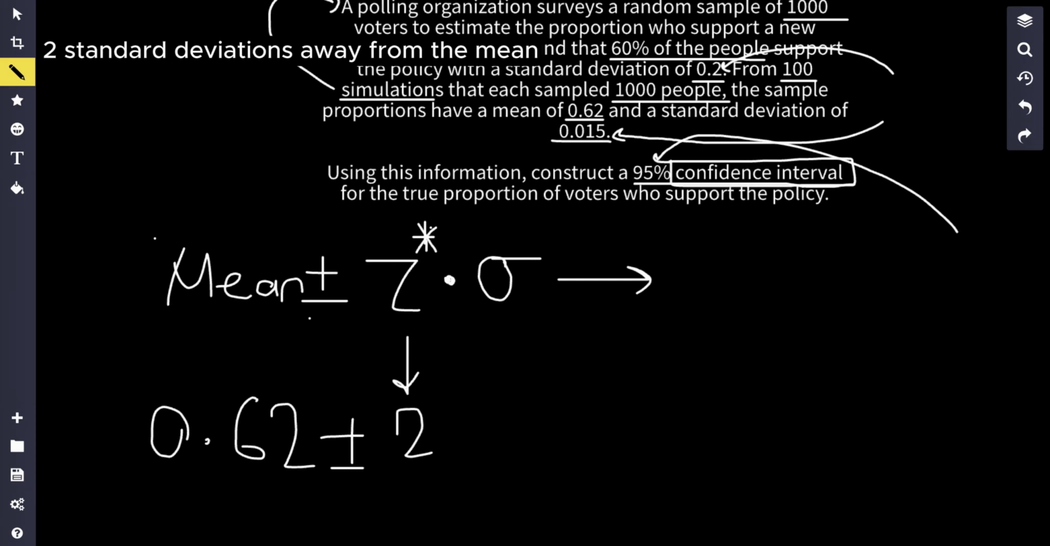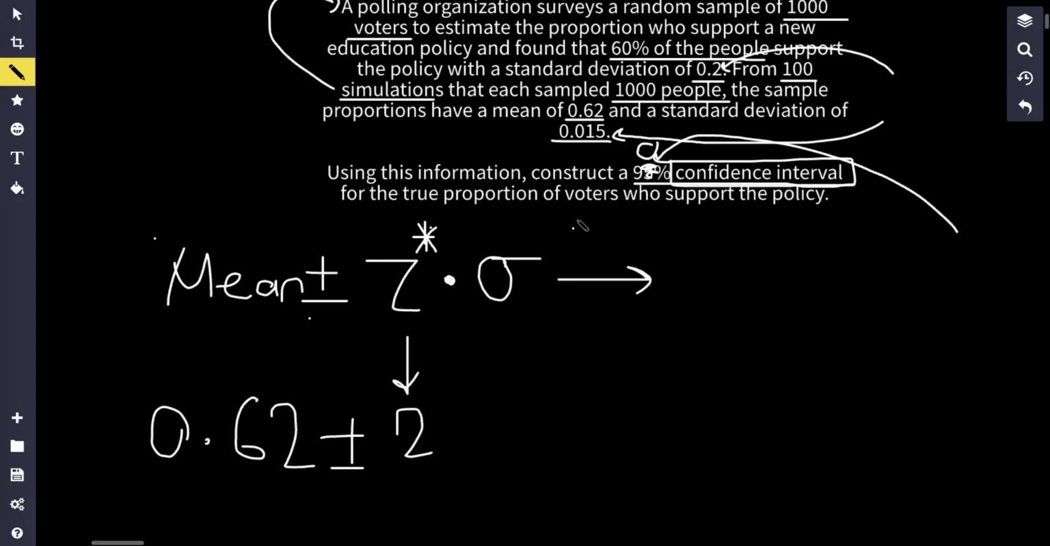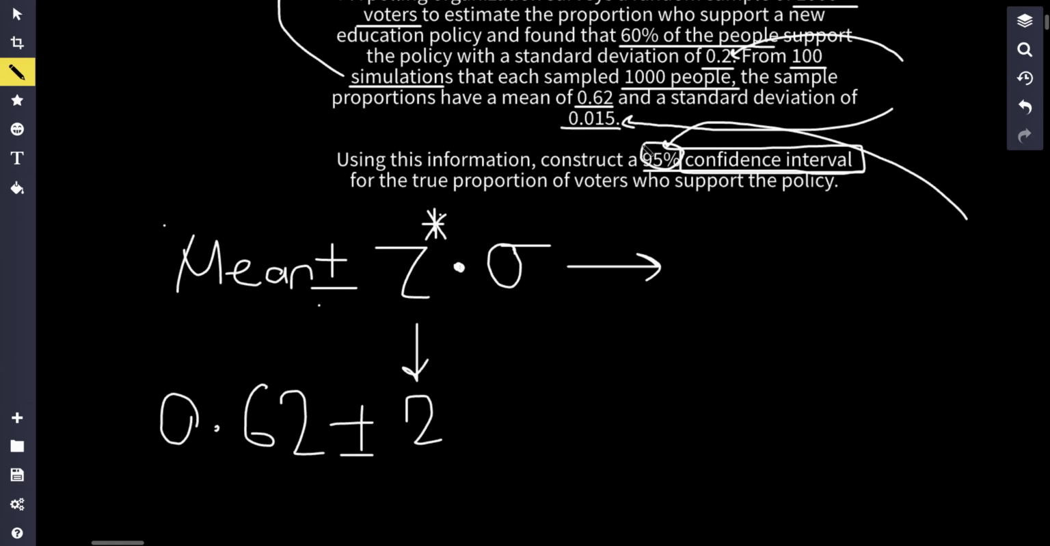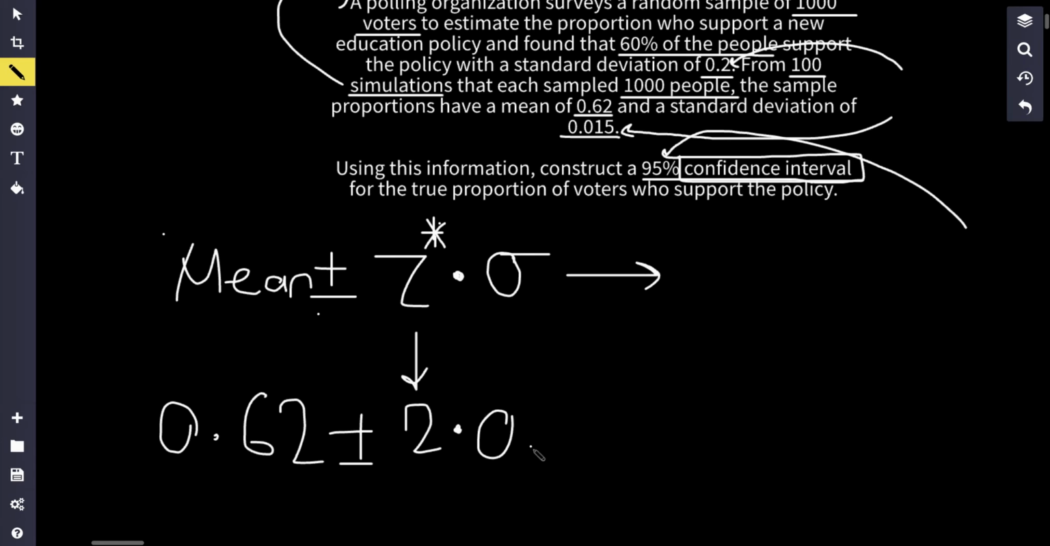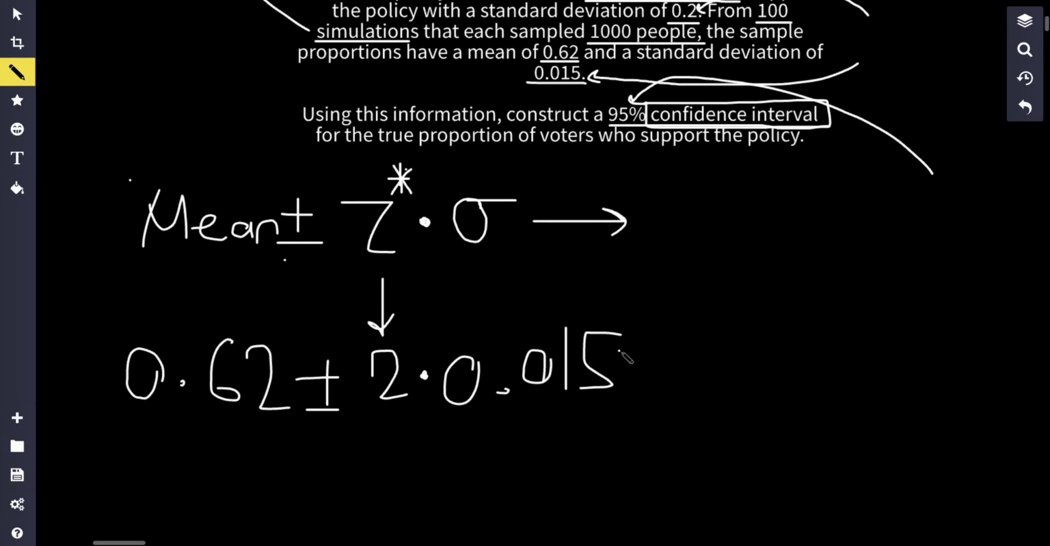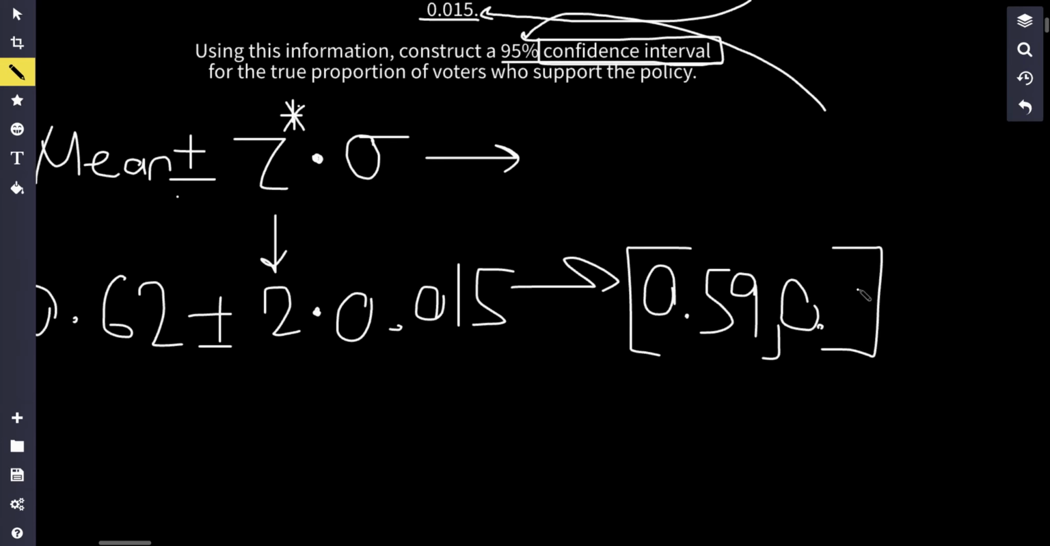If, for example, I wanted a 90% confidence interval, then I would use a z star value of approximately 1.645, I'm pretty sure. But the point is that this z star value depends on what percent confidence interval you want. And in this case, for a 95% confidence interval, just use 2. It's approximately 2, and it's going to be multiplied by your standard deviation, which is 0.015. And what is that going to give you? It's going to be 0.65.